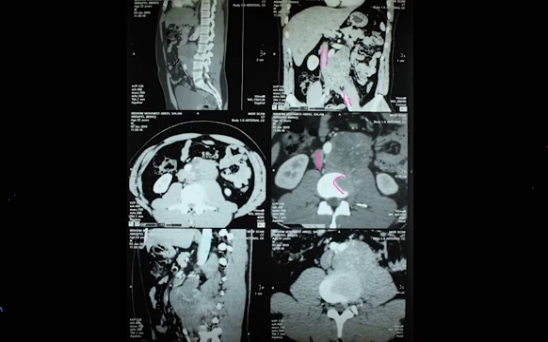I cannot see the spleen. Someone's pointing at the spleen, but I cannot see it. Maybe it's removed, but I cannot see it. I can see the stomach and the liver, but I cannot see the spleen. Let's look at something else.